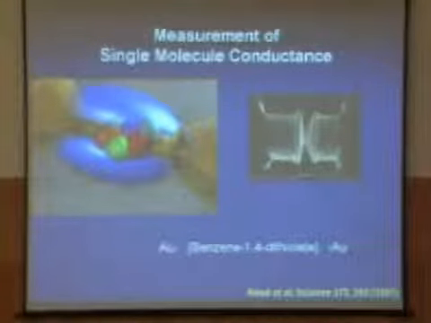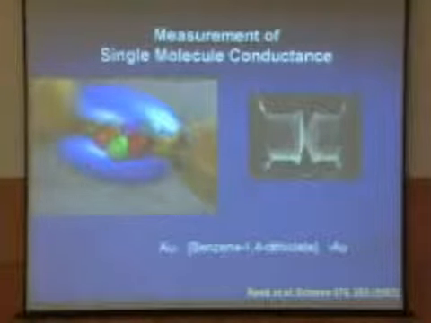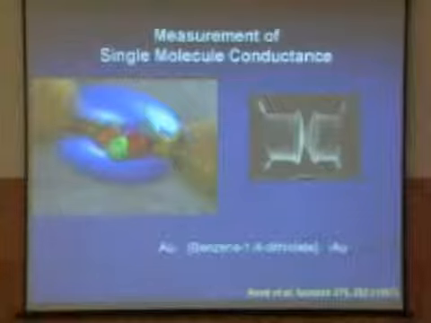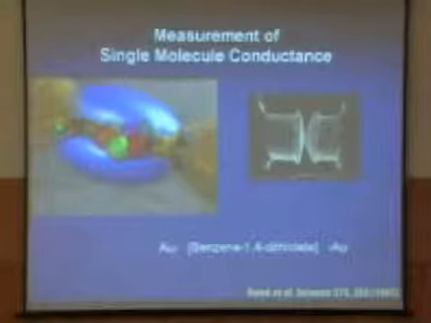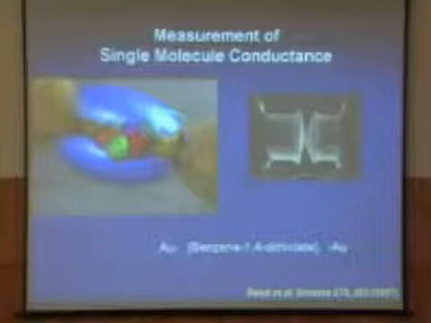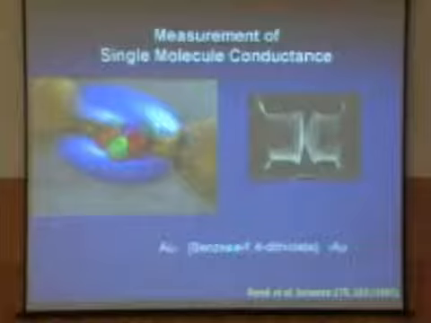As I told you, in 1974 the Ratner group predicted the property of a molecule as a rectifier. Now in 1997, for the first time, Mark Reed's group at Yale measured single molecule conductance. This is a cartoon, and this is the picture here. You have gold contacts and a molecule placed between these two contacts. This is gold, benzene 1,4-dithiolate, gold. I'm going to refer to this molecule as BDT.